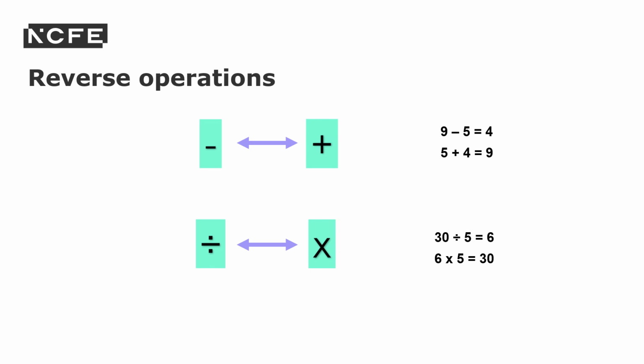And like I said, we've got very low numbers here just to help you to see what we mean by reverse operations. But if you're doing level 1, you need to be able to manage numbers up to 1,000,000. And at level 2, you need to be able to manage numbers of any size.